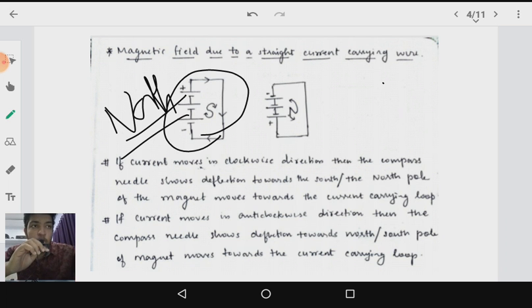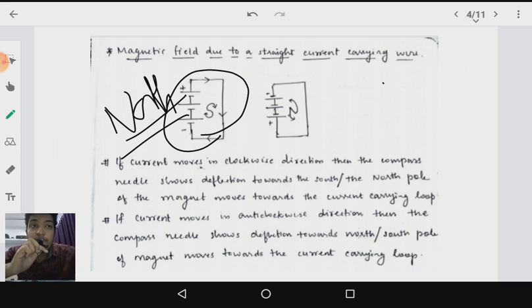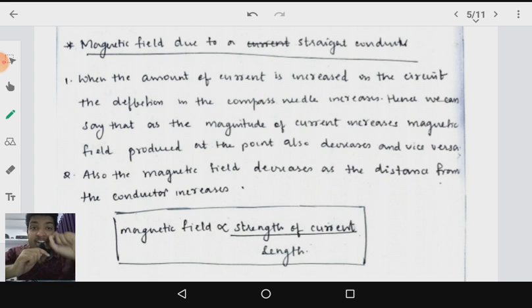Now let us move on to the next part, that is magnetic field due to a straight conductor. So now we just studied magnetic field due to a straight current carrying wire. Now we are going to take a straight conductor and see what are the factors on which the magnetic field depends. Magnetic field due to a straight conductor depends on two things.